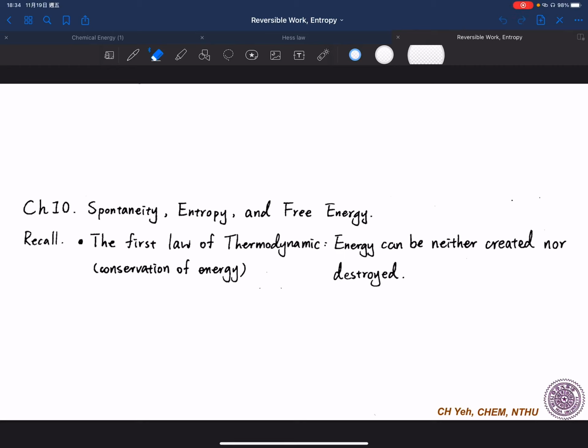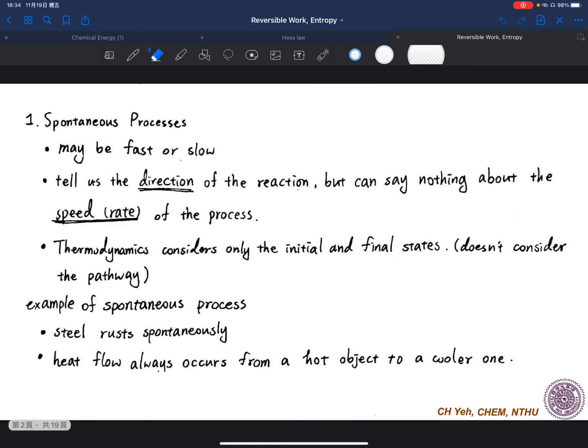In this video, we'll talk about spontaneity, entropy, and isothermal compression and isothermal expansion. I would like to keep this video as short as possible, so I will explain what is the most important part.